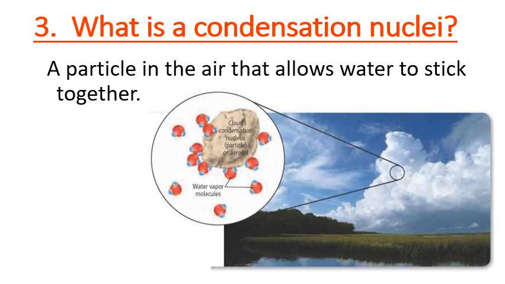So our third question, what is a condensation nuclei? It is a particle in the air that allows water to stick together. And that's what forms our raindrop, our snowflake. It is the start of where something starts to stick together so the water can bind to it so it gets heavy enough that it then falls out of the cloud.